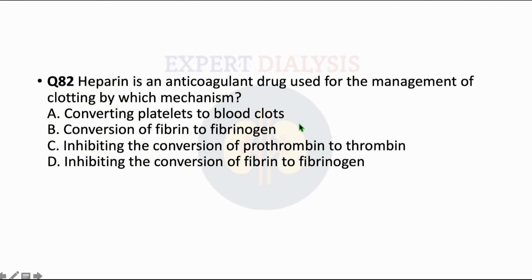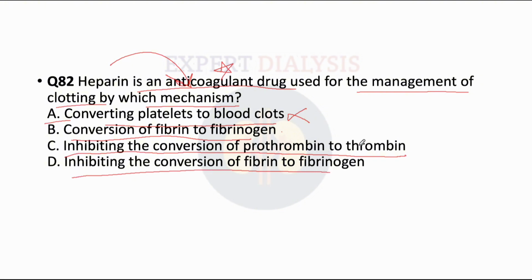Moving to the second question. Heparin is an anticoagulant drug used for the management of clotting by which mechanism? We all know heparin is an anticoagulant drug used for management of clotting, but this question wants to ask what mechanism heparin works on. The first option says converting platelets to blood clot. No. Second option says conversion of fibrin to fibrinogen. Option C says inhibiting the conversion of prothrombin to thrombin. And option D says inhibiting the conversion of fibrin to fibrinogen.